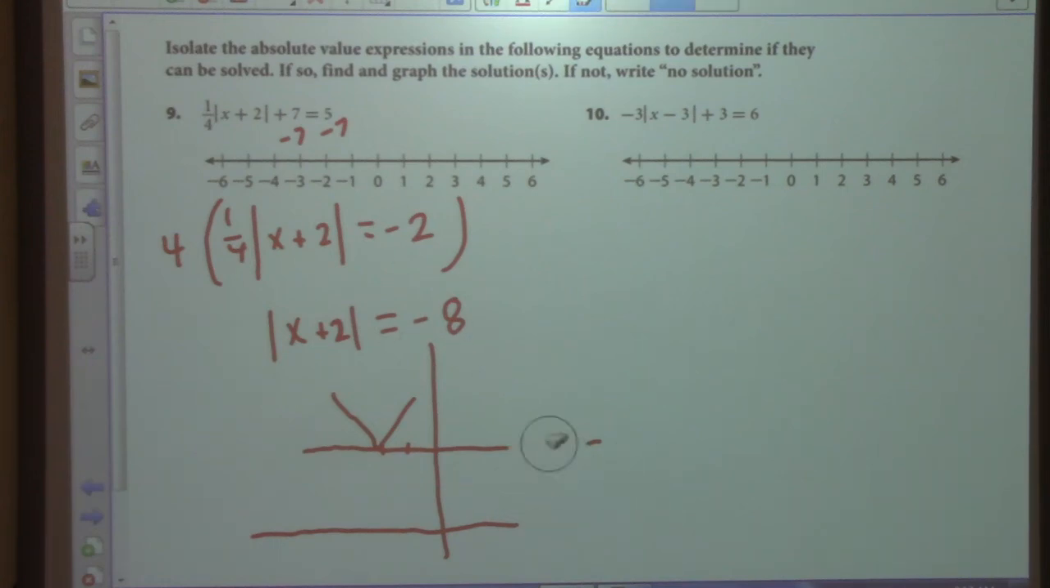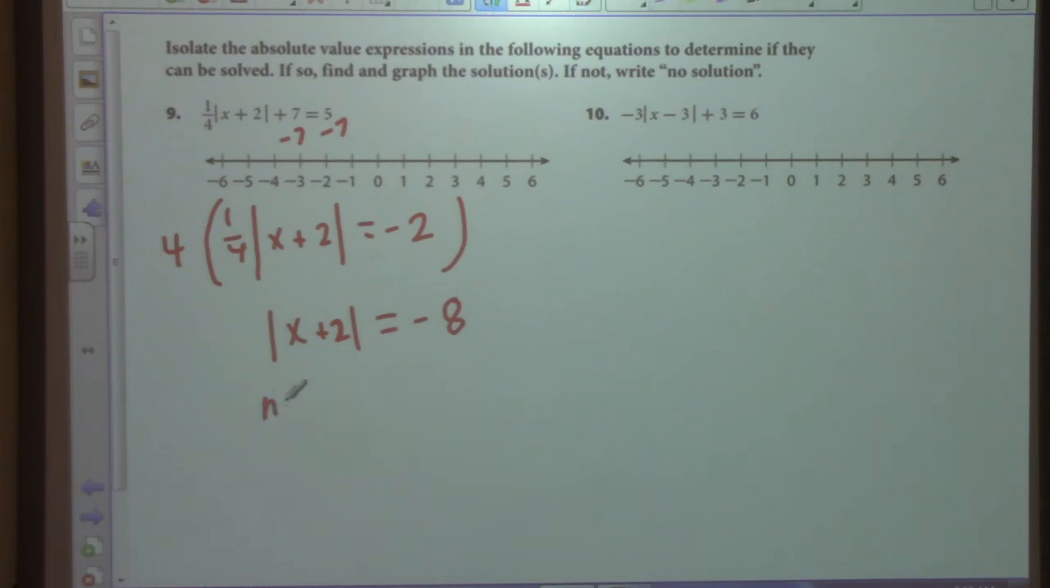Or in Spanish, no hay solución. I still don't know what to do. I hate it when you say something and you use it wrong. No solution.